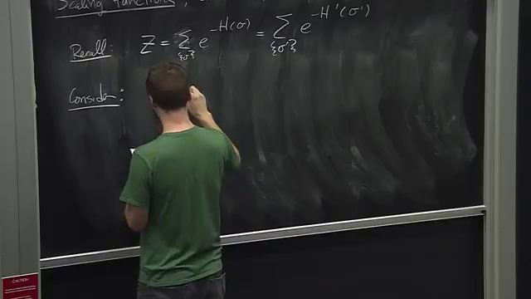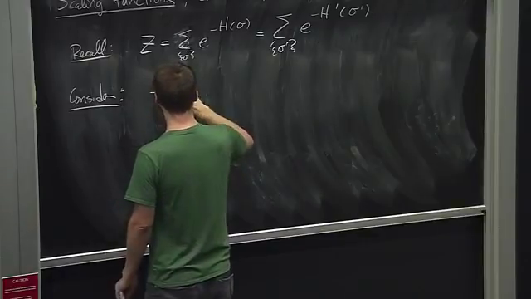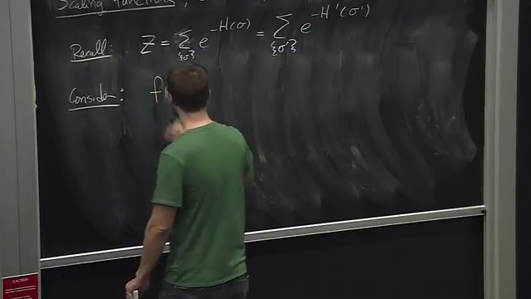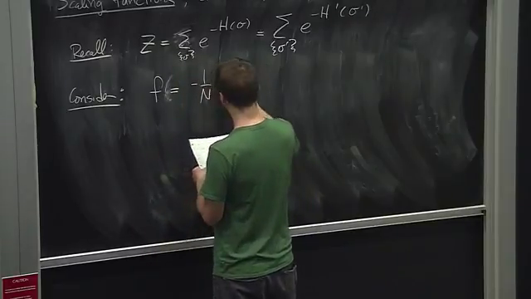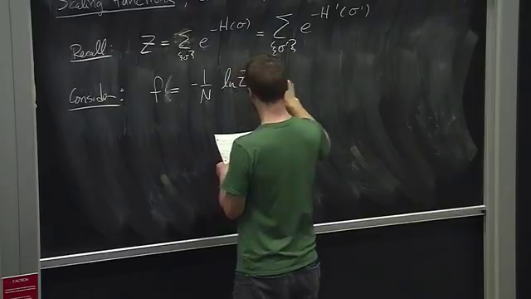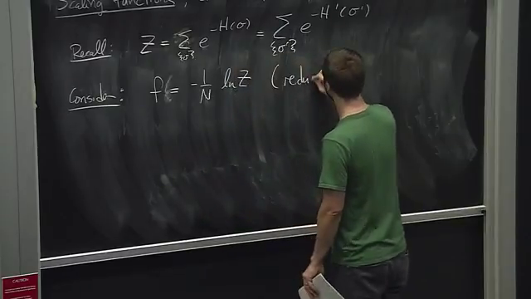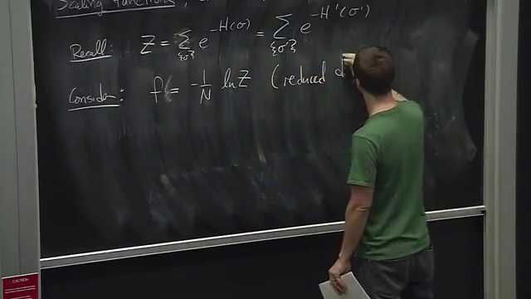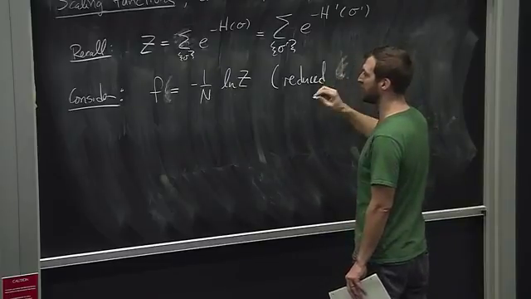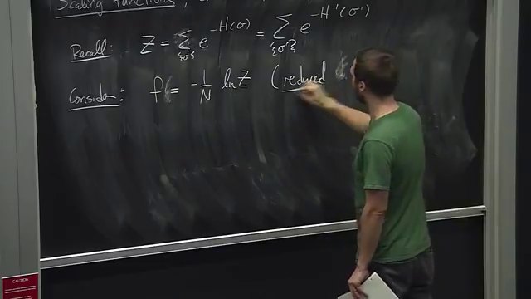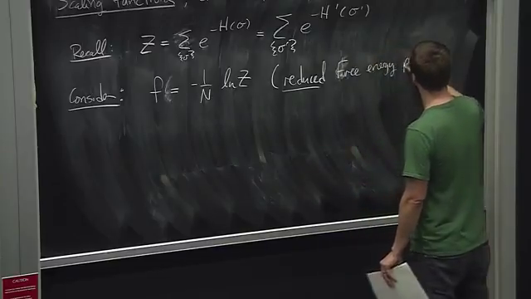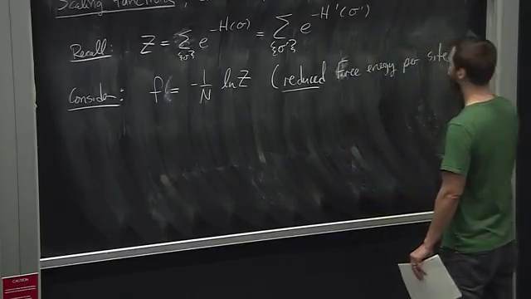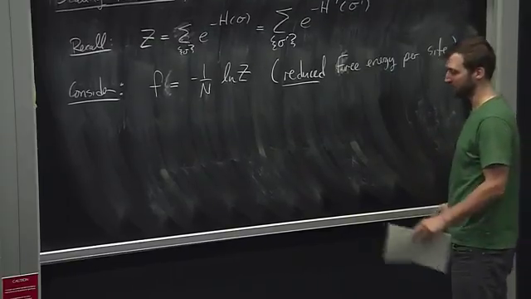So let me think of the free energy. Remember, I talked about the free energy density last week. The free energy density I'm just going to define as reduced. So the free energy density, small f, is the reduced free energy per site. It means I don't have any beta out in front. That's all it means.